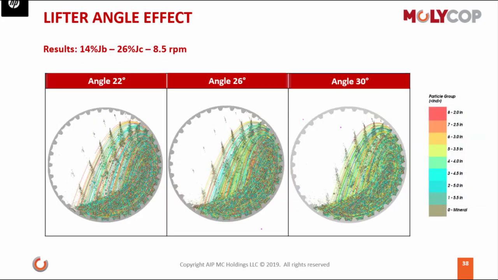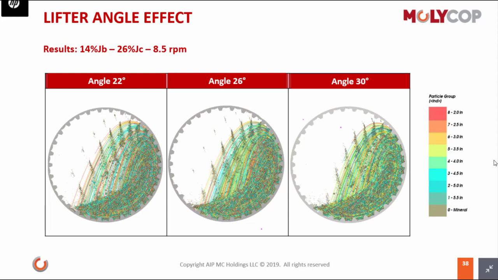For example, you can see here the effect of the lifter angle. What happens if we change the lifter angle? On the left, you can see the angle at 22, in the middle 26, and on the right, an angle of 30 degrees. You can see how the charge motion changes according to the angle. For example, the angle of 22 is right in this moment because it's hitting the charge and is not hitting the liners. If we begin to increase the angle and make it less aggressive, you are going to begin to lose the impact in the toe. This is not good for the mill, because you have to impact in the toe.